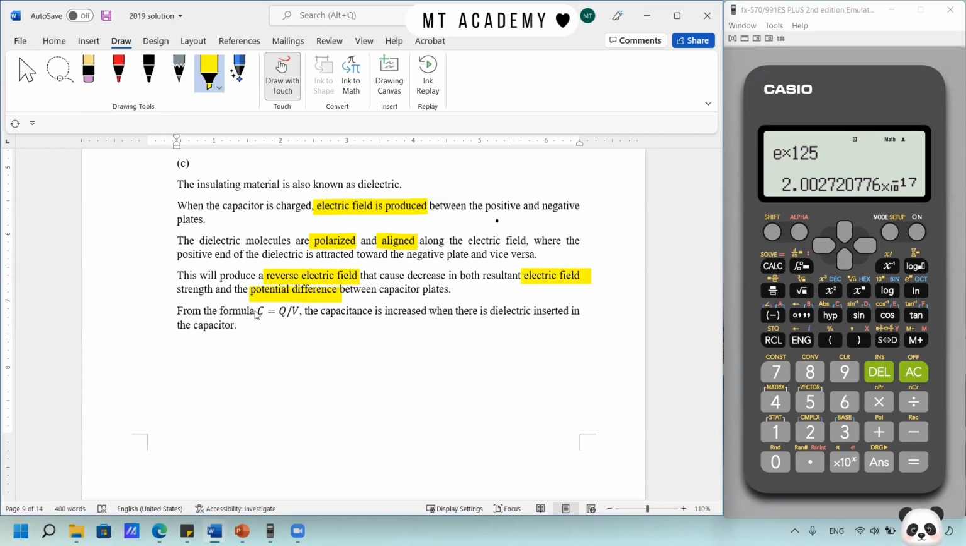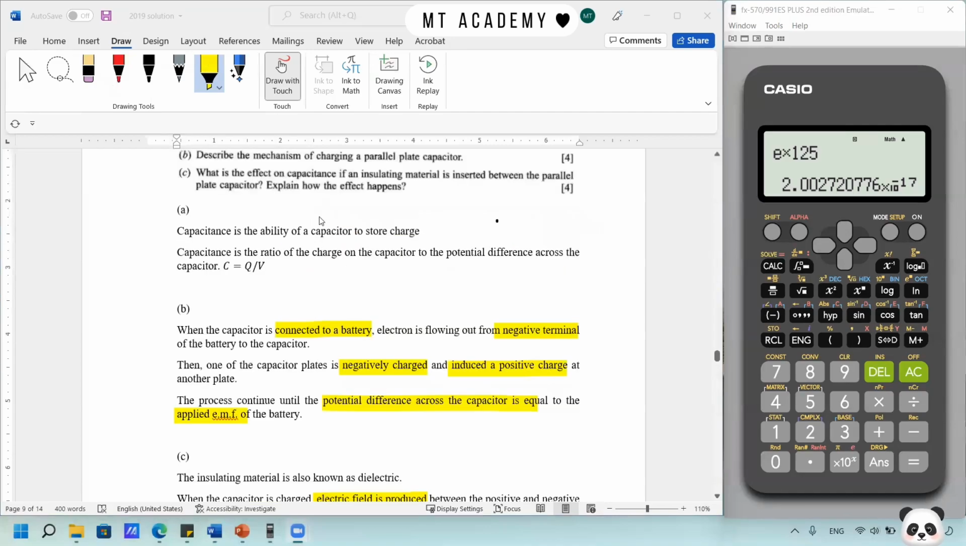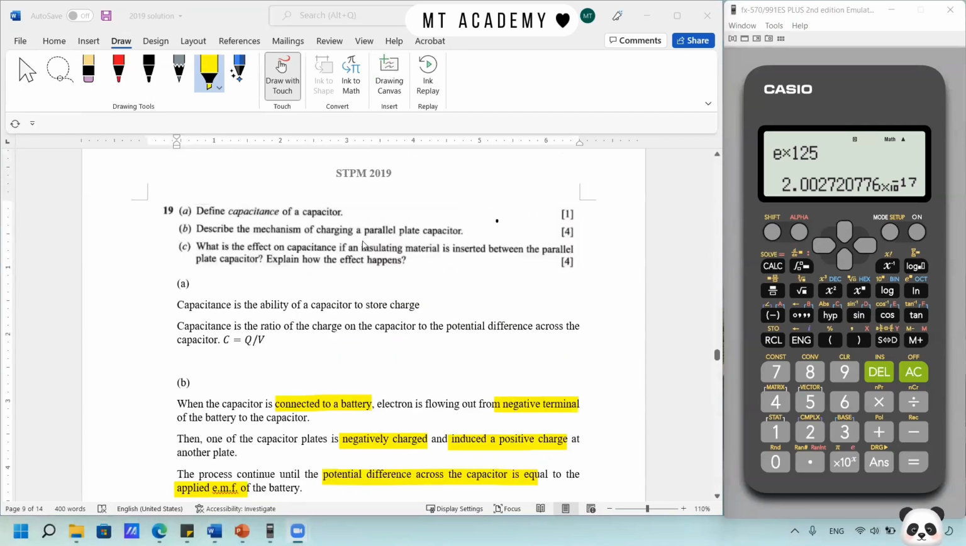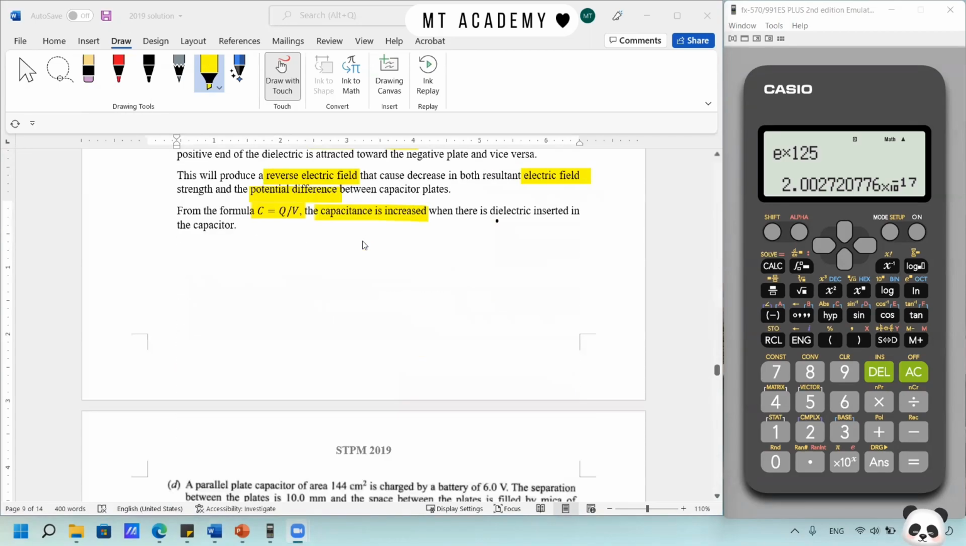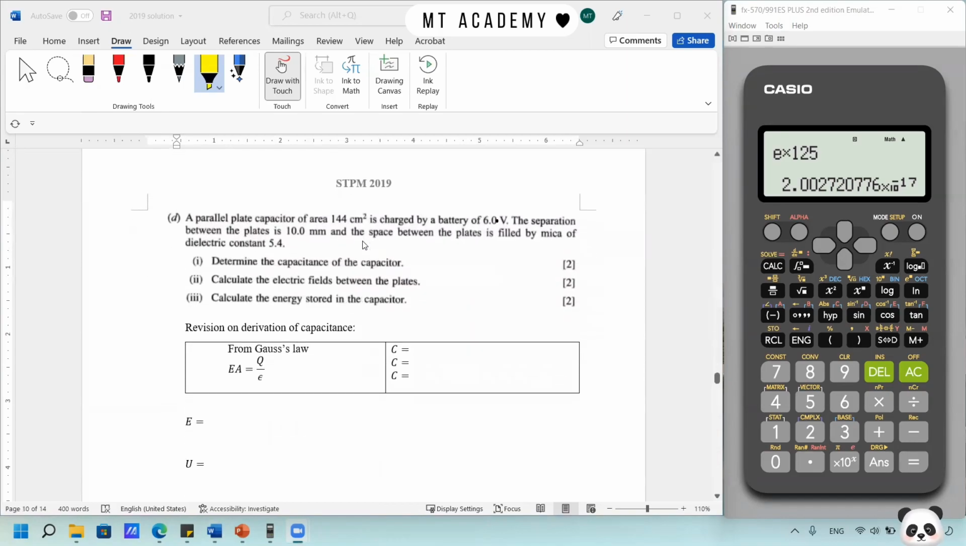From the formula C equals Q over V, with the charge as the constant variable, when the voltage decreases, the capacitance increases. Okay, so this is how you can describe or explain the effect of the dielectric. There is also a case study about the dielectric; you can watch it back if you want to. So we'll proceed to question D.